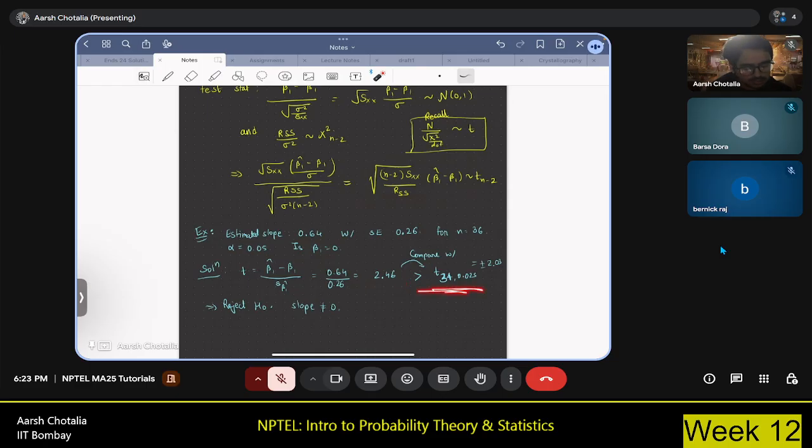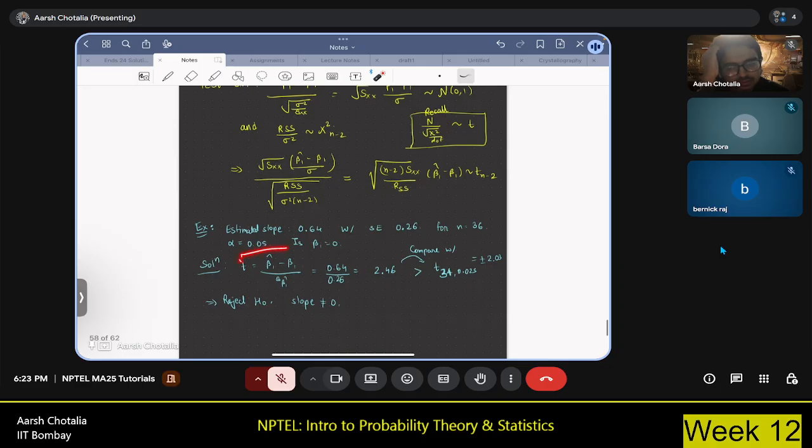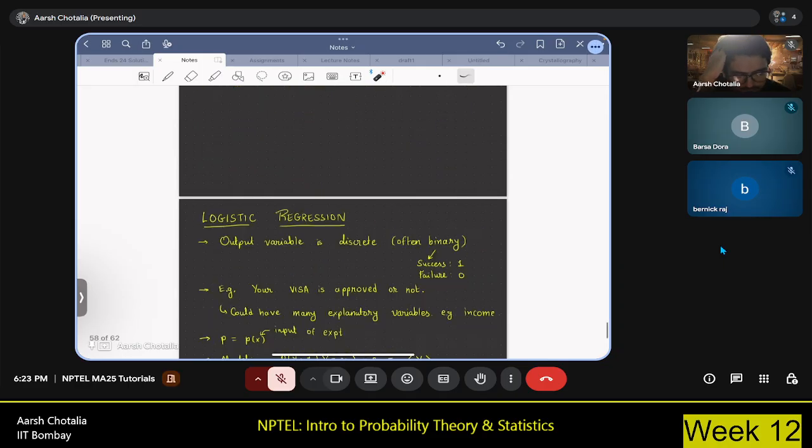Now compare it with the critical value. We know how to calculate this, and this turns out to be 2.03. Our value is greater than this 2.03 threshold, which means that our null hypothesis can be rejected. If we reject the null hypothesis, that means that the slope is not zero. With what confidence? 95% confidence.